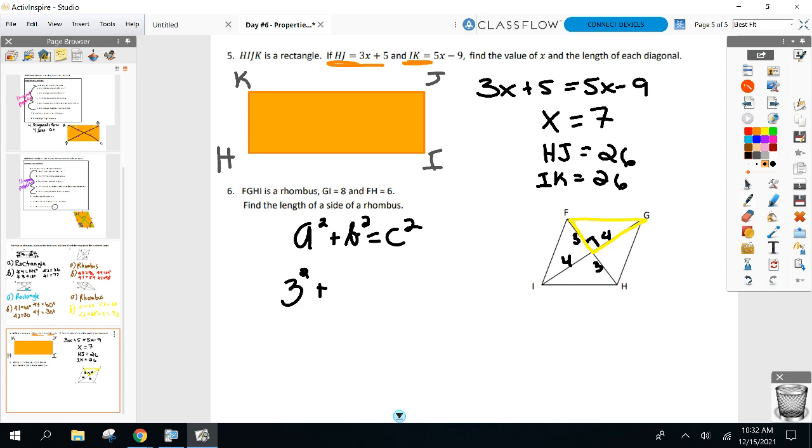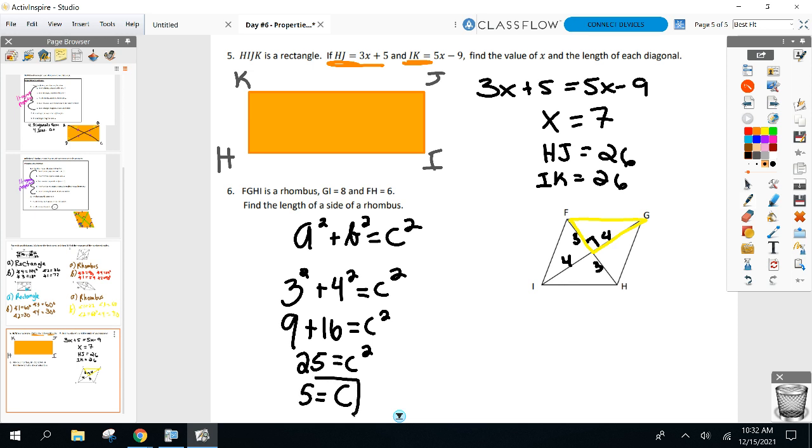3 squared plus 4 squared equals C squared. 9 and 16 equals C squared. 25 equals C squared. So what's the side length? 5. Yep. Take the square root of each side. 5.